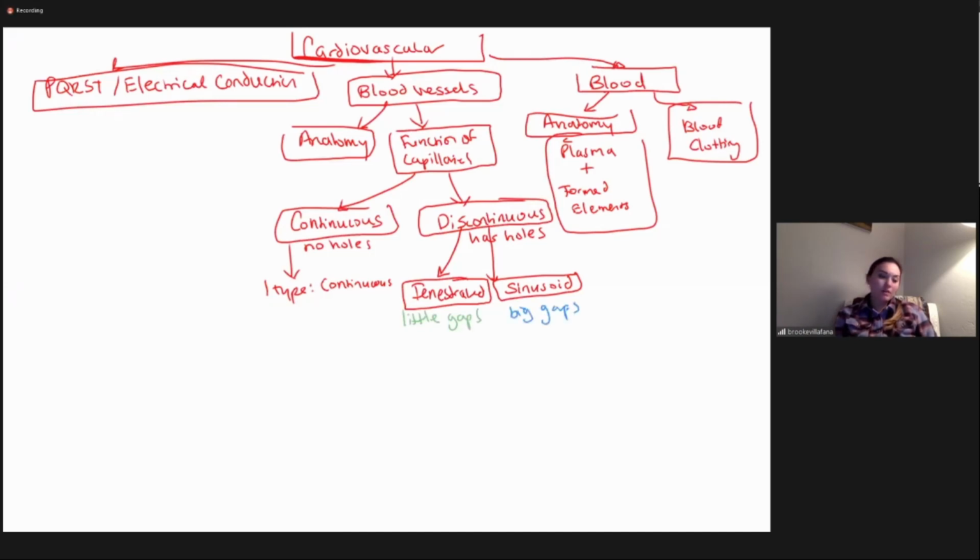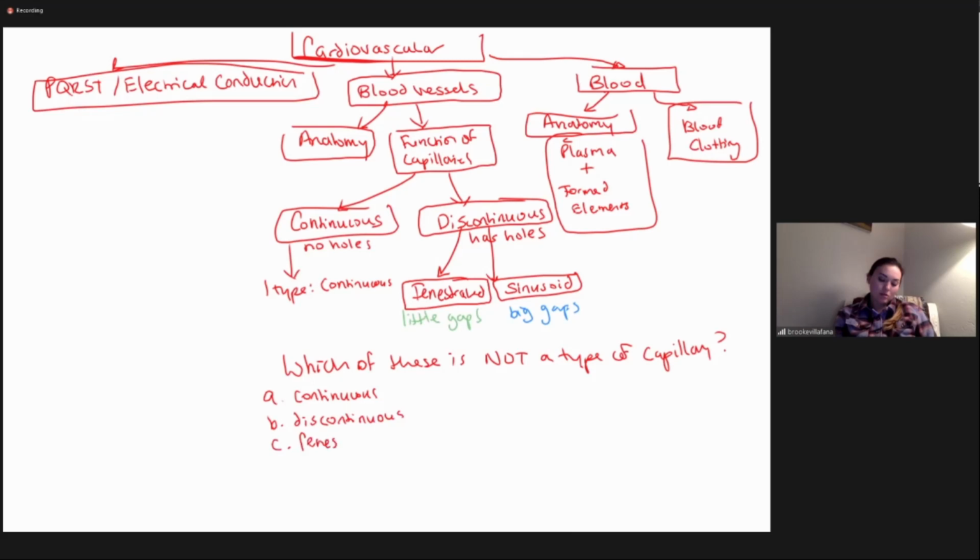So the question on the test is, which of these is not a type of capillary? These are our options: continuous, discontinuous, fenestrated, sinusoid, and none of these. So which of those is not a type of capillary?